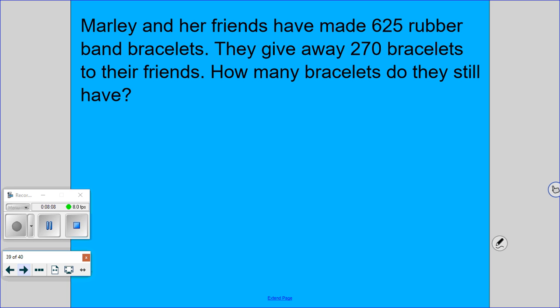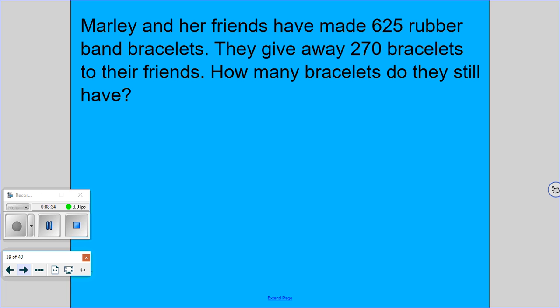Ooh, a word problem. My favorite. Marley and her friends have made 625 rubber band bracelets. That's a lot. They give away 270 bracelets to their friends. How many bracelets do they still have?